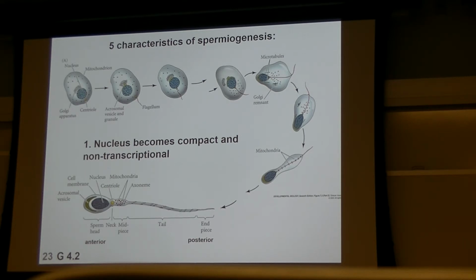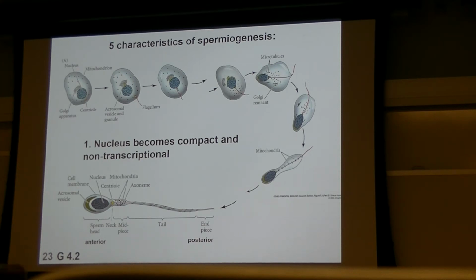So the first thing to point out is that the nucleus becomes very compact and basically shuts down transcription. This serves a couple of purposes. For one thing, it makes the general size of the sperm head smaller, and that's just going to be more streamlined and perhaps better for the sperm that's trying to move quite a long distance within the female reproductive tract.